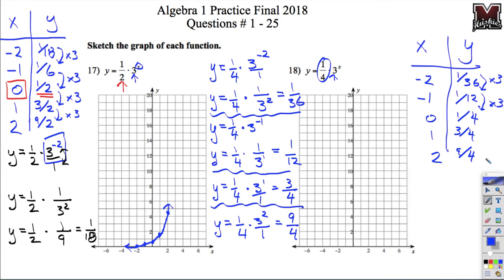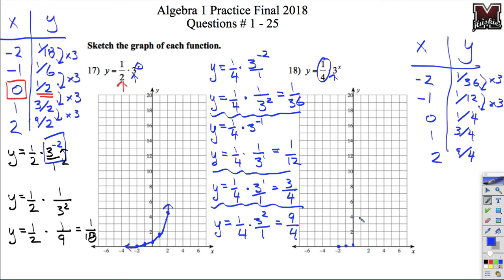Time to graph this. -2, 1/36. This is basically 0 again. So I go -2, basically at 0. Oh my gosh, my computer just kind of lagged there. -2, basically 0. -1, 1/12, basically 0 again. It's maybe a little bit above, if you can see that. 0, 1/4. 0, 1/4 is right about, it's almost like a straight line. I know, it's not though. This one is still curvy.